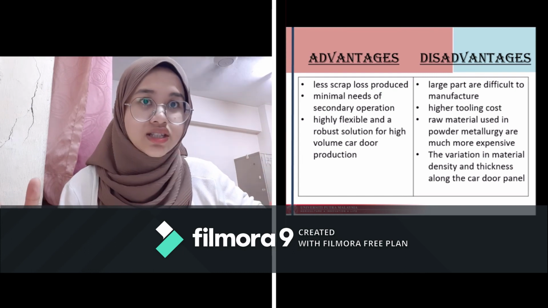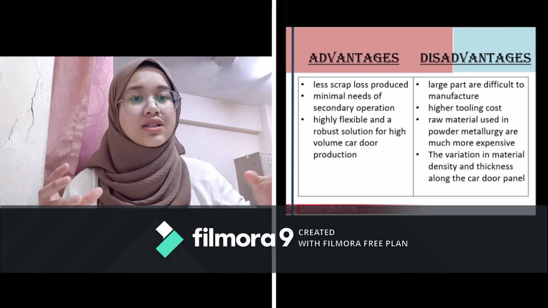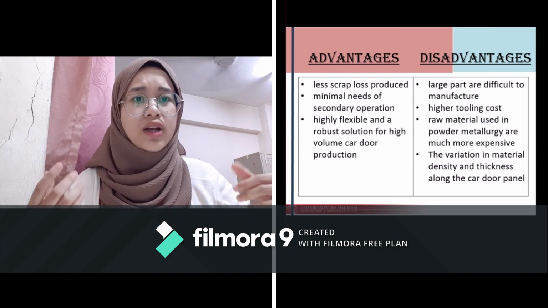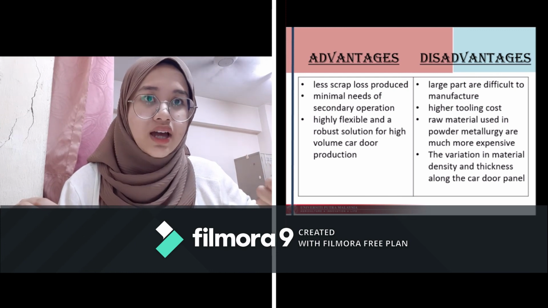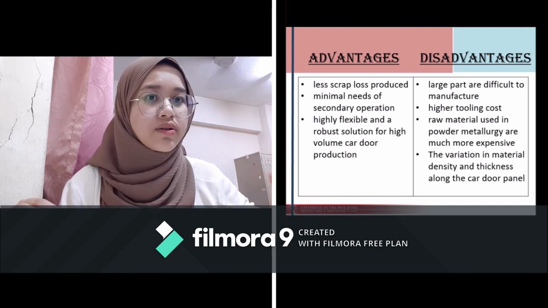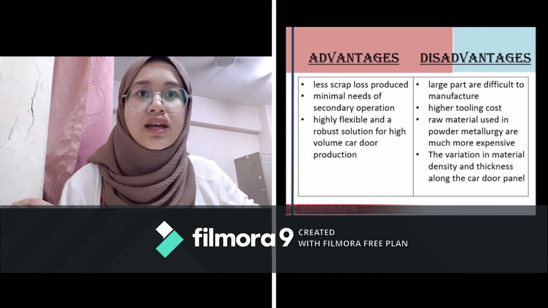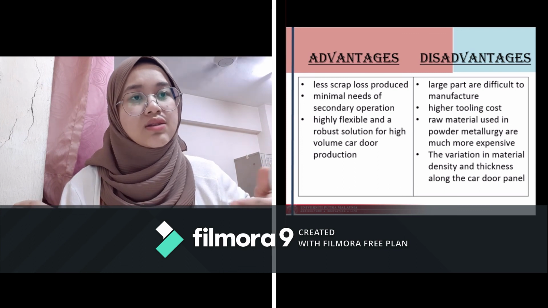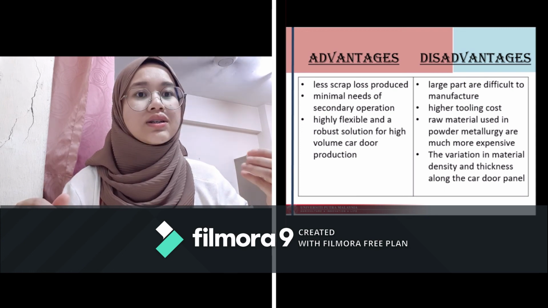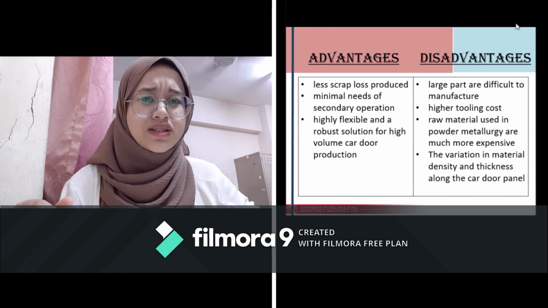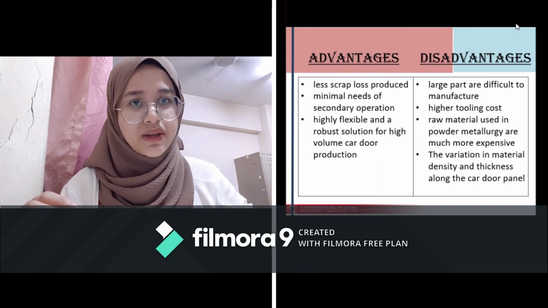The disadvantage is that a large part is difficult to manufacture. The car door, compared to other automotive parts, is much bigger in size. The next one is higher tooling cost, and of course the tooling cost of the powder metallurgy method is much higher than the pressing method, and the raw material used in powder metallurgy is much more expensive. This method uses powder, so the powder is more expensive than the material used in the pressing method.